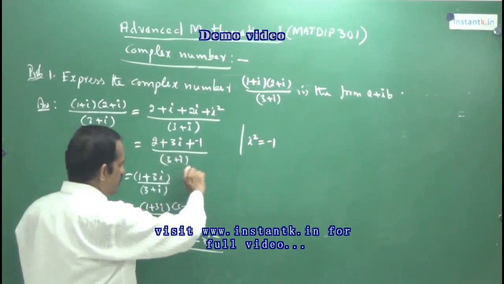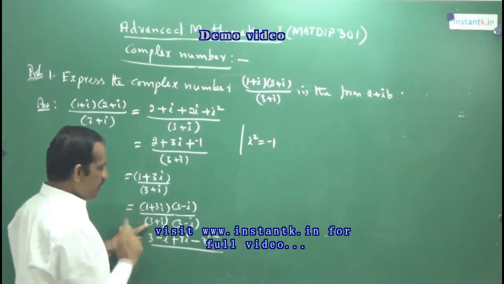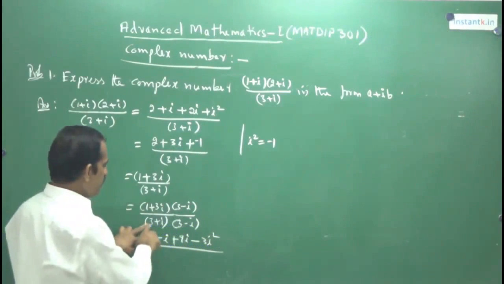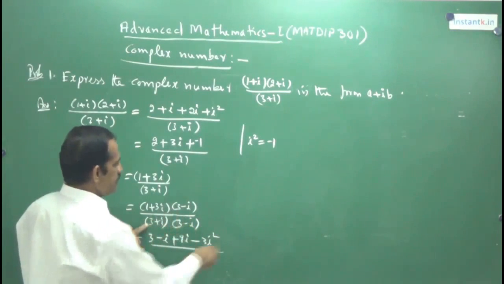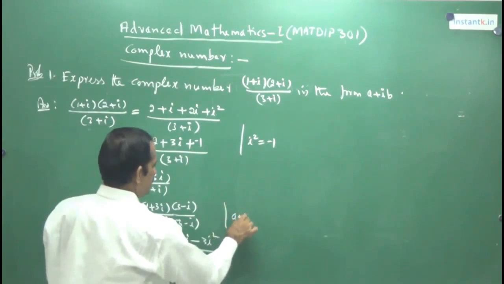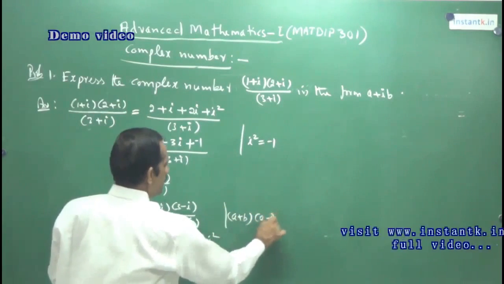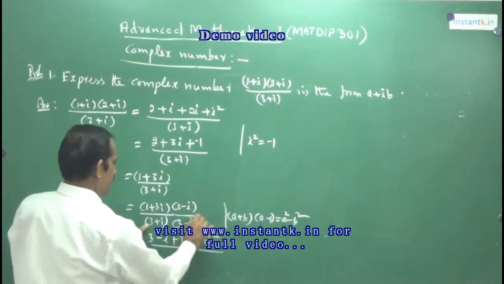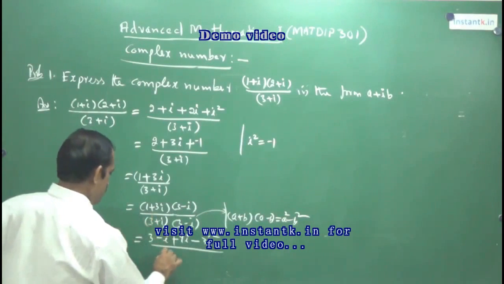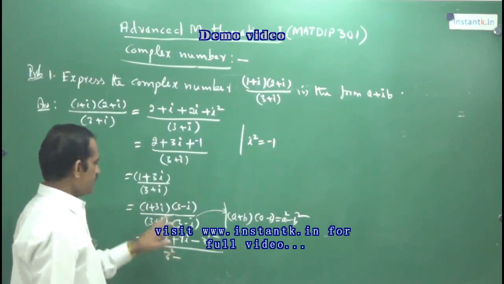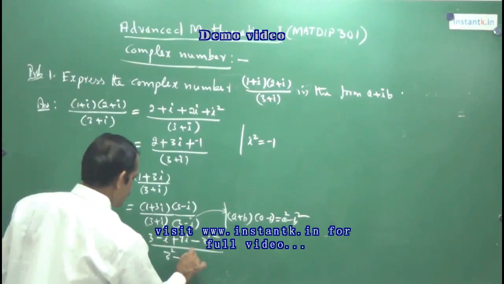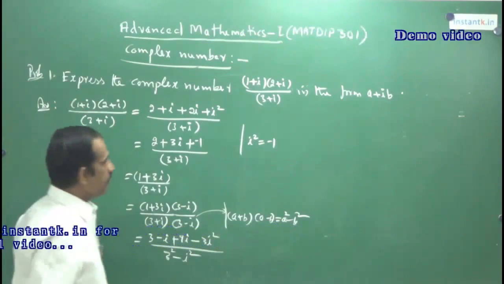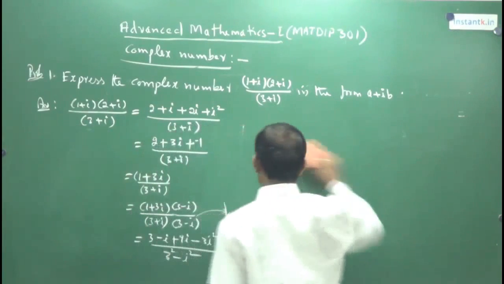When you take the conjugate and multiply numerator and denominator, the denominator will always be in the form a plus b into a minus b. So you should always know this result: a plus b into a minus b is a square minus b square. So here a means 3, so we get 3 square minus b square, where b is i, so i square. That you should always remember. So what did you get?